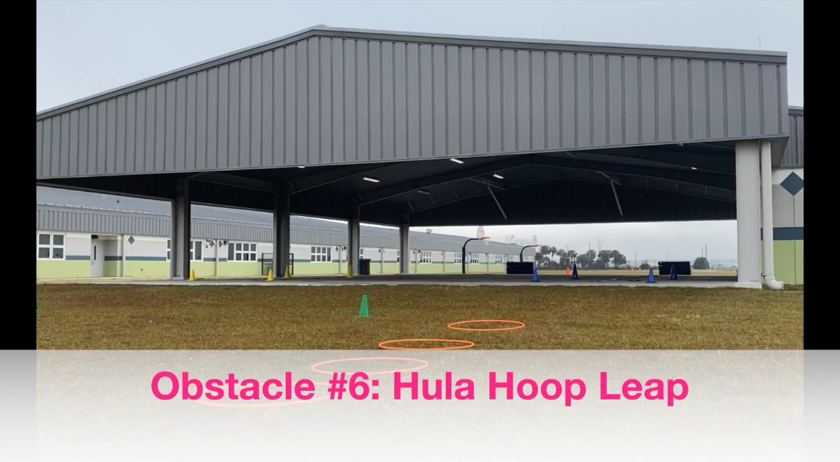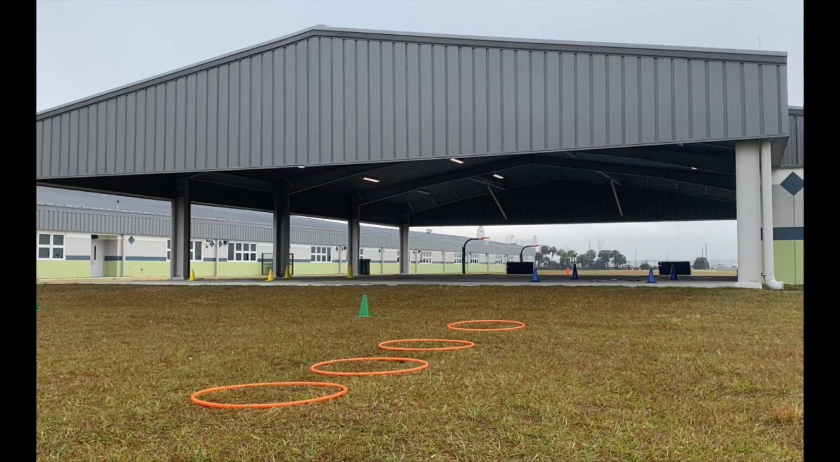The sixth obstacle is a hula hoop run, where you have 4 hula hoops placed on the ground and students can leap from one hoop to the next, hop from one hoop to the next, just making sure that one foot is touching the inside of each hoop.